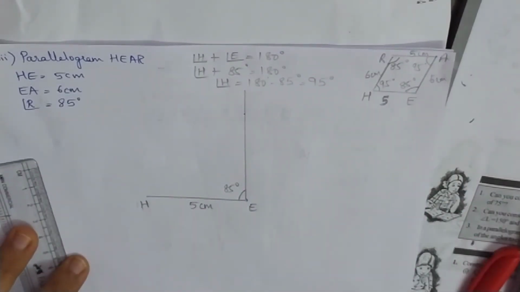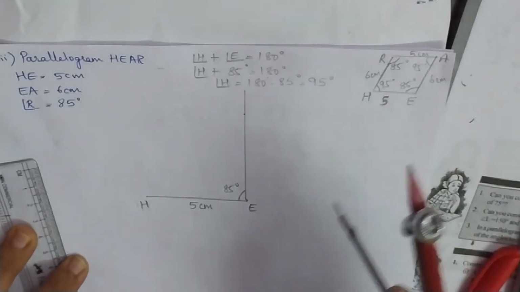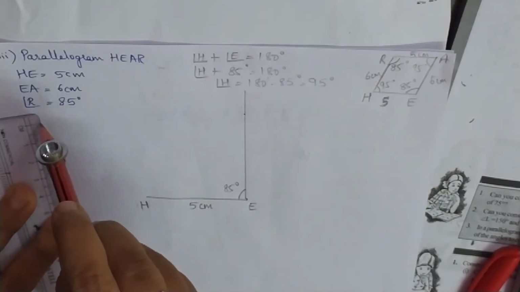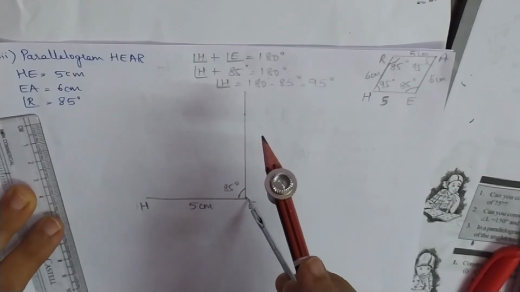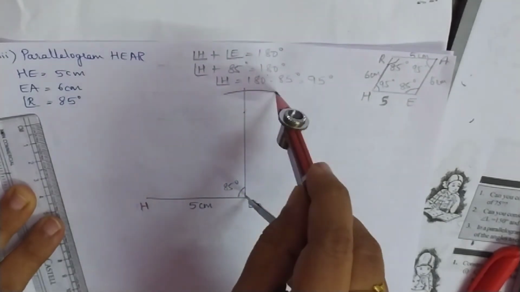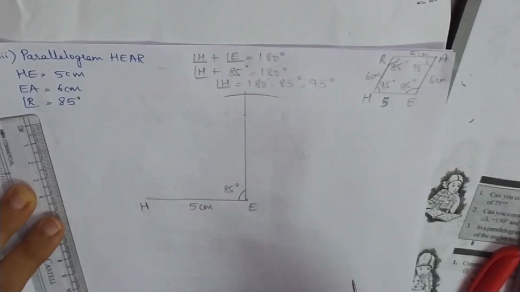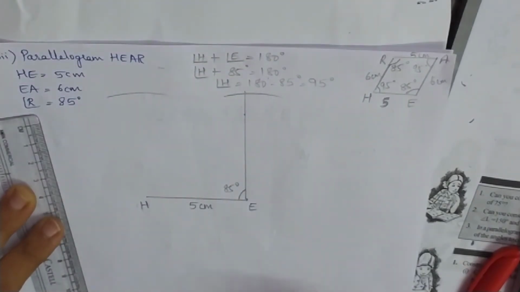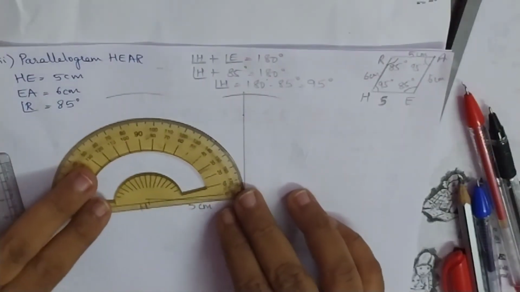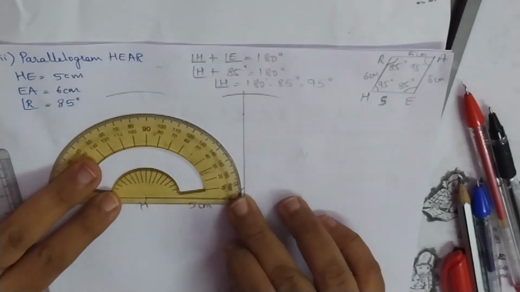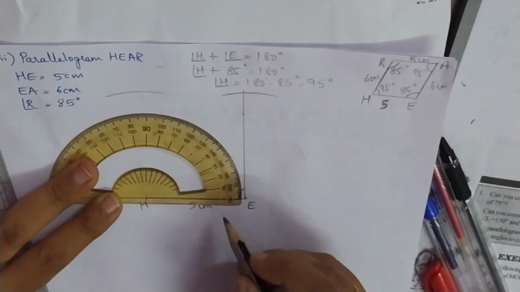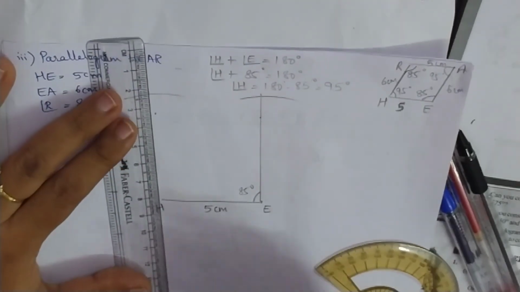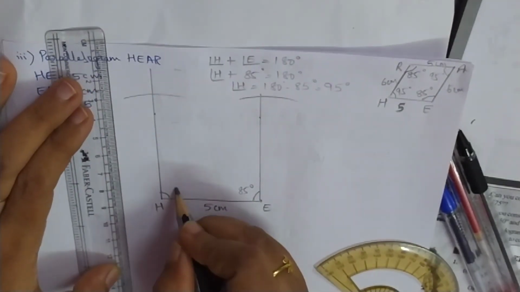Before we could do, children, there is the measurement which we need to take from here. It is 6 centimeter. So from here take 6 centimeter and cut an arc. And then from here also 6 centimeter, cut an arc. From here 95 degree. So where the reading line ends, there the reading starts. So 0, 10 to, so from here comes 95 degree. So this is our 95 degree.